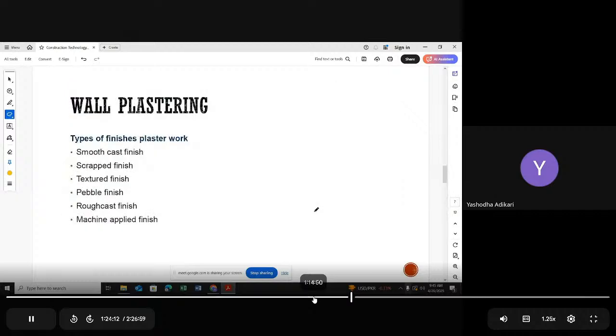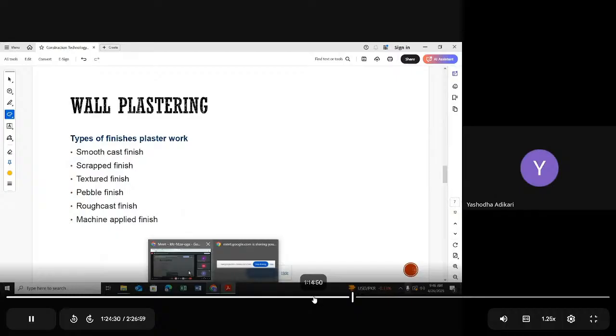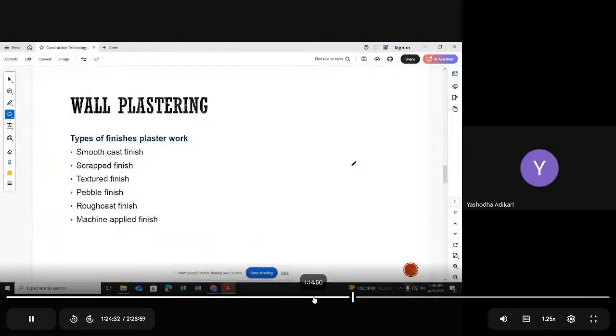Right. Another thing, we have to divide plastering into two sections: internal plastering and external plastering, right? If I link this discussion with cost, I can say internal plastering cost is different from external plastering cost. We can divide plastering into two sections, internal plastering and external plastering. The cost for internal and external plastering is different.